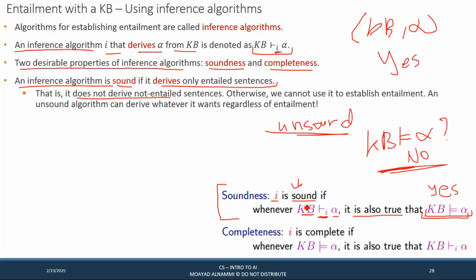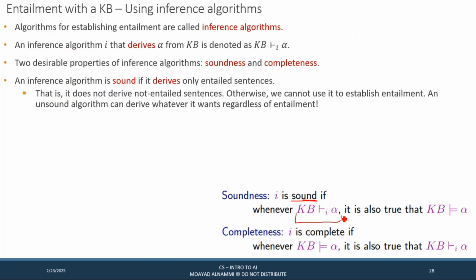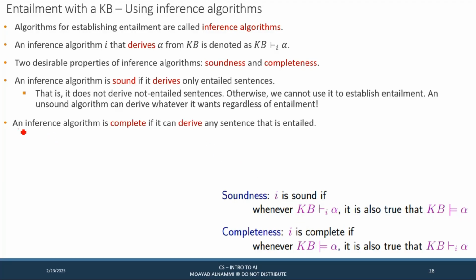So when we say that an algorithm is sound, it means that the answers, or the alphas, that it is able to derive also satisfy that the answer to the entailment question is yes. So this is a sound algorithm. We don't want unsound algorithms. An inference algorithm is said to be complete if it can derive any sentence that it entails. In other words, I is complete if whenever KB entails alpha, meaning the answer to this question is yes, it is also true that the algorithm I is able to derive this alpha sentence, right?